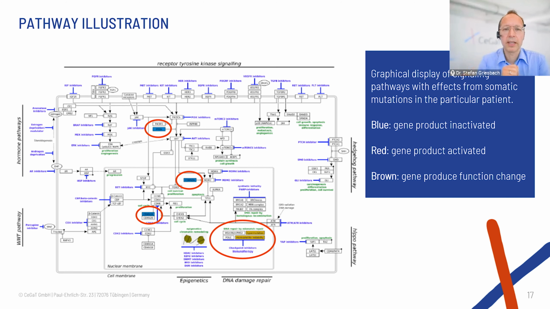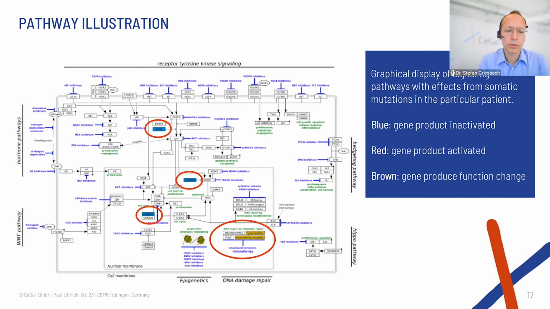What we find that is very, very valuable in understanding a little bit the pathways on the tumor is our pathway illustration. And this is one example here, where you see you have, like here, the P10 depicted. You have different genes or target areas marked, and they can be marked either in blue, that this gene product is inactivated, in red that it's activated, and in brown that there is a functional change.